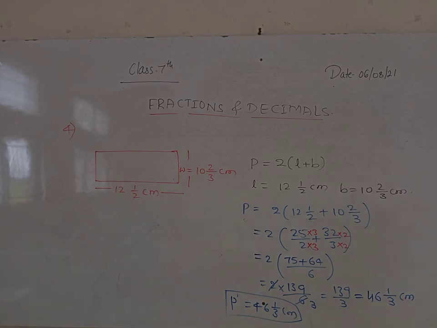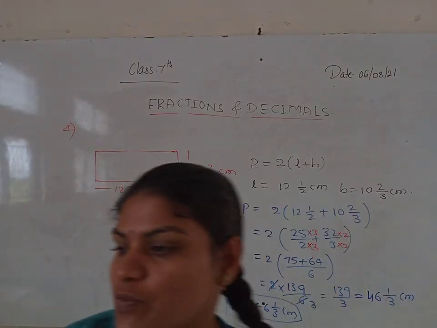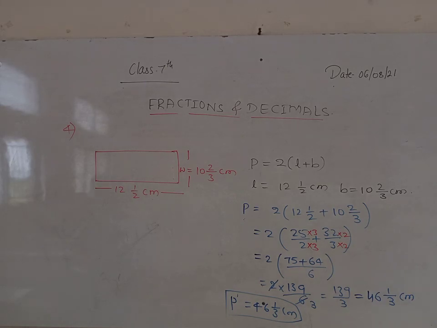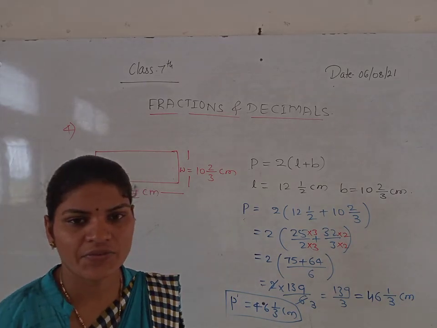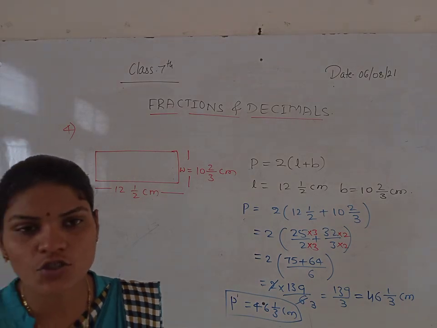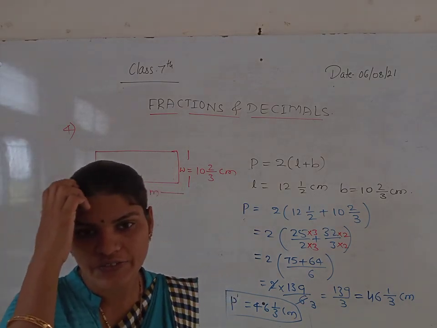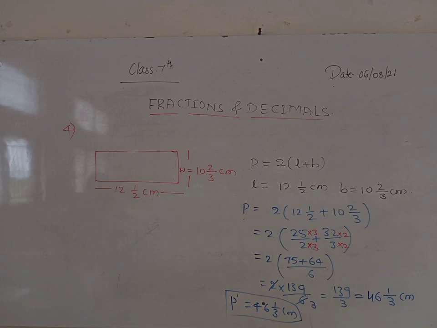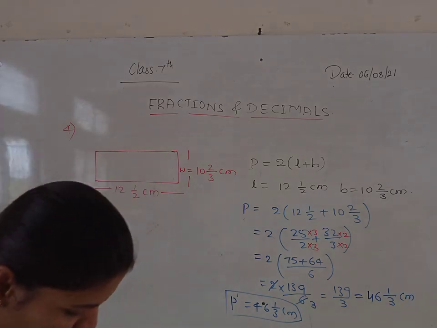Okay. Shall we go for the fifth question? Is it over now? Now we are taking the fifth question from exercise 2.1. We are continuing that exercise here. The fourth one is solved. Now we will take the fifth one.